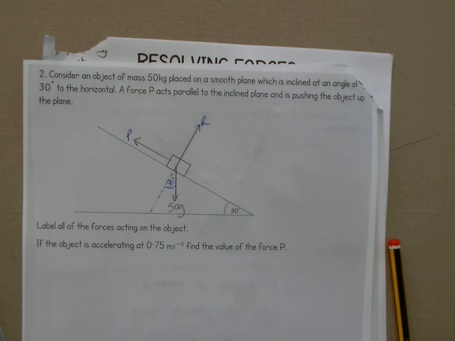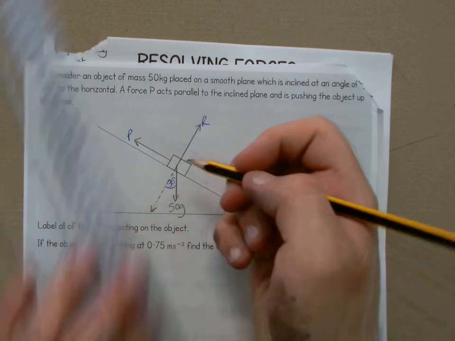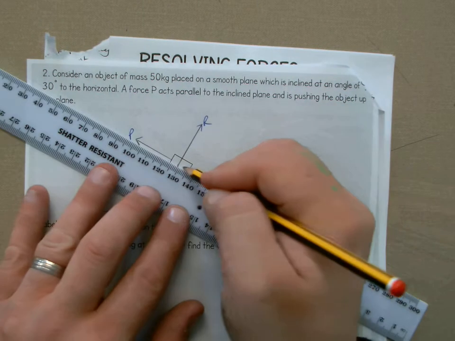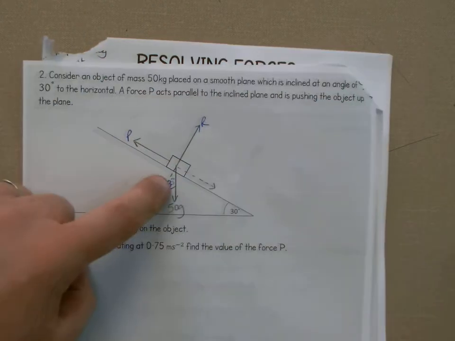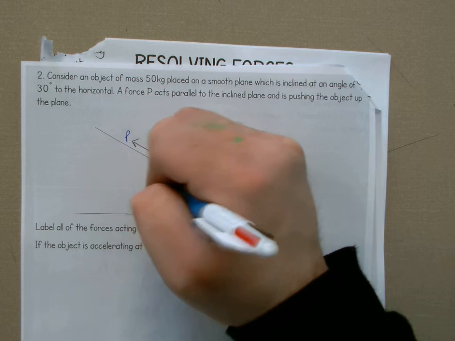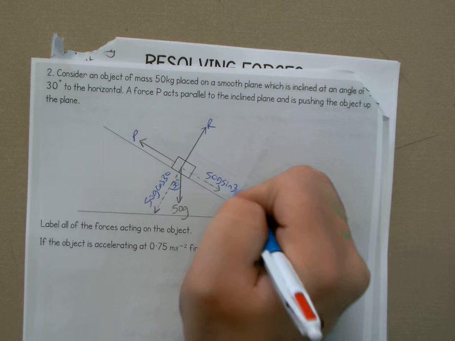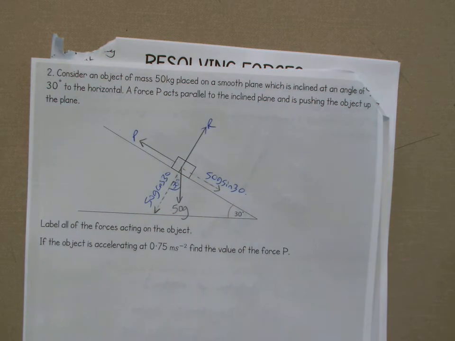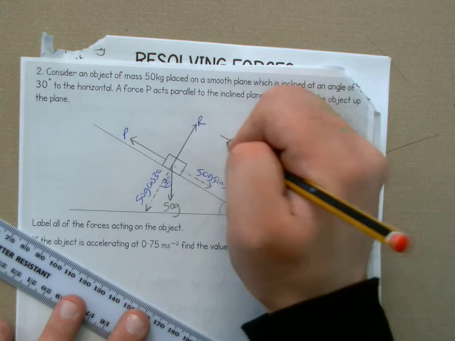So we've got that then. We've labelled all the forces. It gives us the acceleration, and they want us to find P. Now, don't forget, as well as labelling the forces, we need to put the components of the weight in. Remember, with the angle there, 30 degrees, that's going to be 50g cos 30, and then we're going to have 50g sine 30 here. Because it's going up the plane, we're accelerating up the plane.